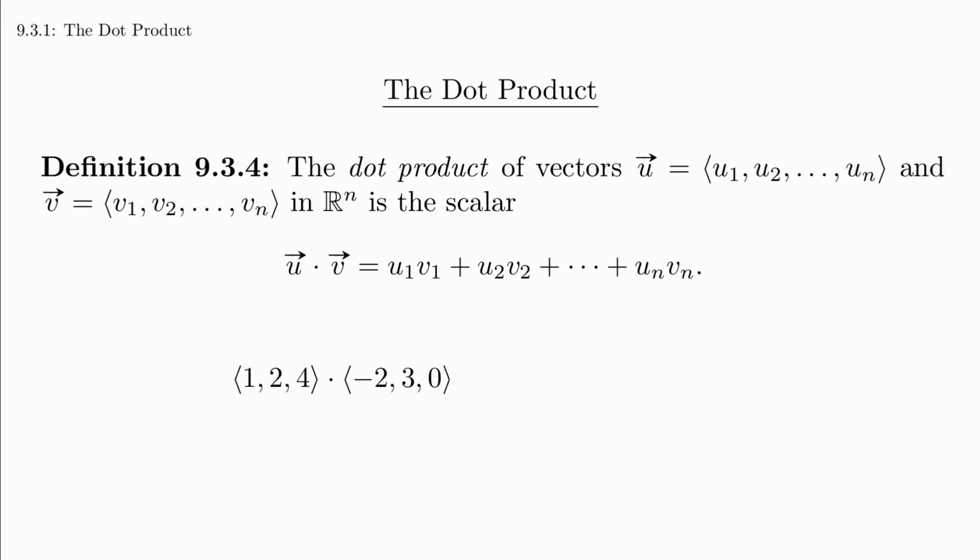So if we calculate (1, 2, 4) dot (-2, 3, 0), we would get 1 times -2 plus 2 times 3 plus 4 times 0, which is 4. Notice that the output of this is a scalar. For this reason, this is sometimes called a scalar product.